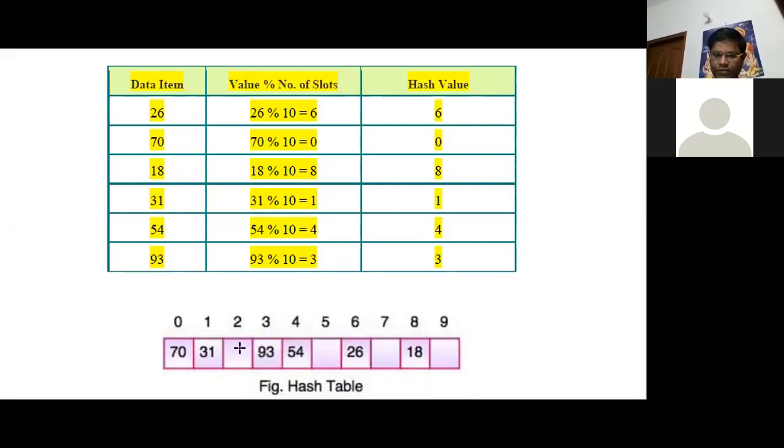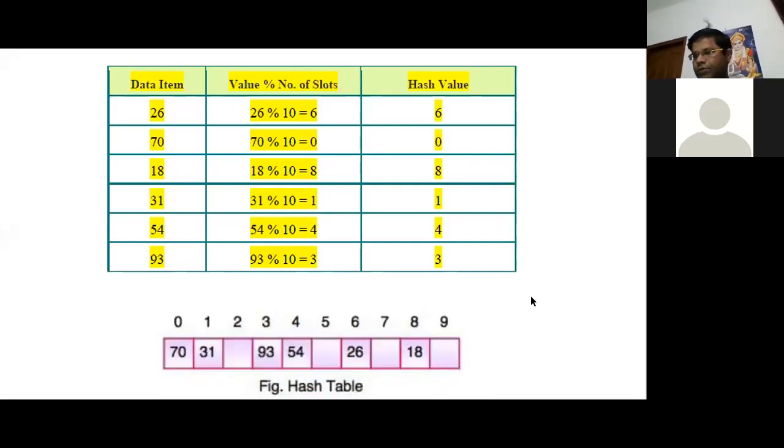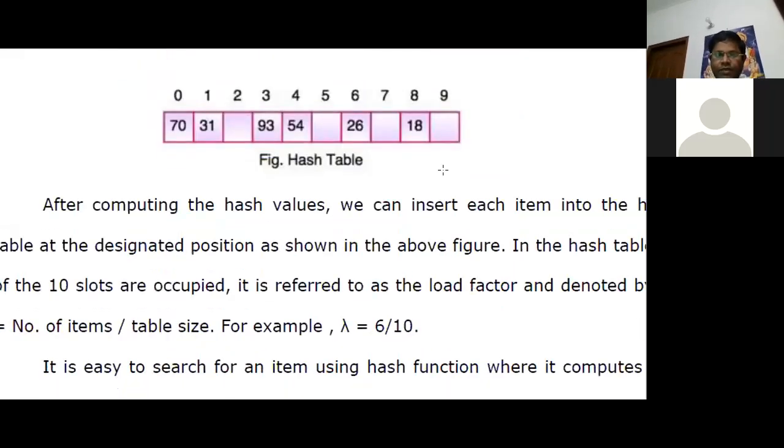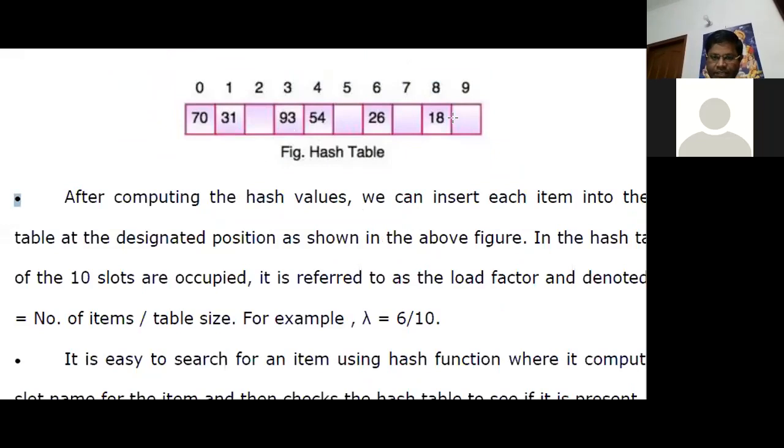Now at present there are 4 slots that are empty: 2, 5, 7, 9. So they are utilized after putting some other values. So if there are other values that arrive, then we are using these empty slots. So after computing the hash values, we can insert each item into the hash table at the designated position that is shown in this particular figure, and I have already explained how to insert these particular data items at the various indices by using the formula, that is hash value is given by key value modulo the table size.